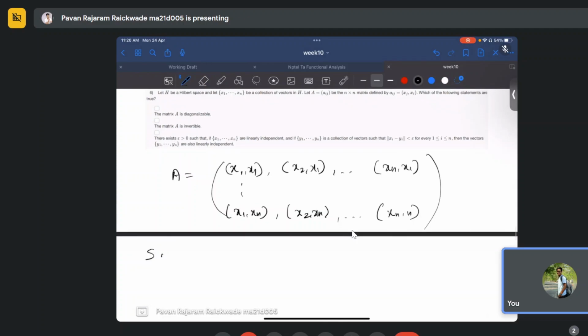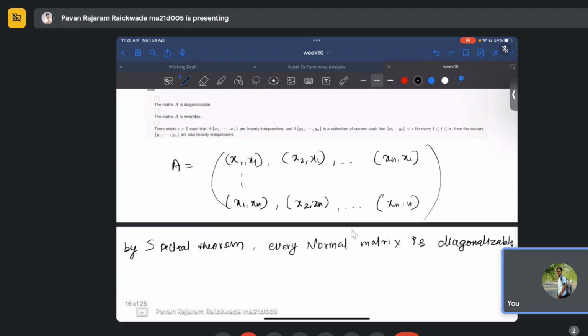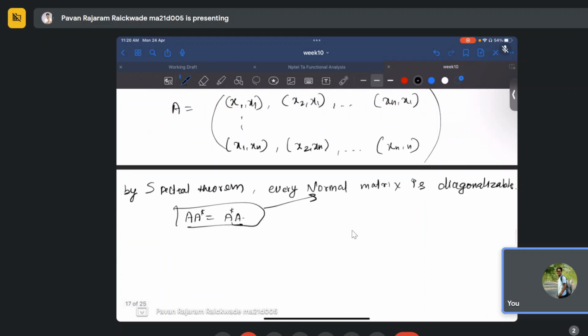So we know by the spectral theorem, every normal matrix is diagonalizable. Normal means A star A has to be equal to A A star. This is the condition for a normal matrix. So let's say this is satisfied here.